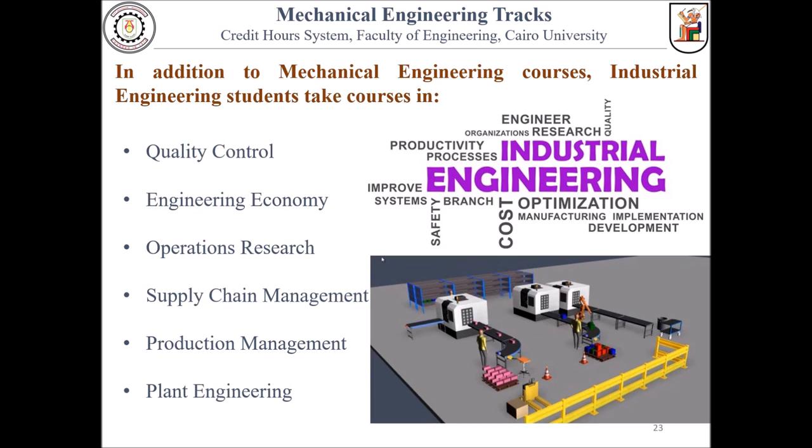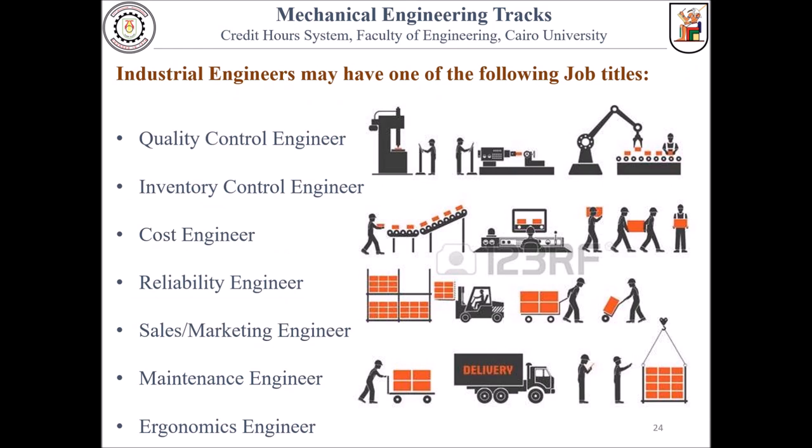Quality control, how to control quality of product during, engineering economy, operation research, supply chain management, production management, and plant engineering. The job titles here: quality control engineer, inventory control engineer. Inventory, which is the store, how to control amount of stored items. And the cost engineer, how to calculate the cost of product, taking into consideration the whole activities done in manufacturing. Reliability engineer, sales and marketing engineer, maintenance engineer, and ergonomics engineer.